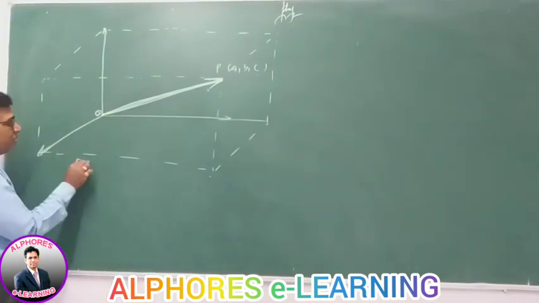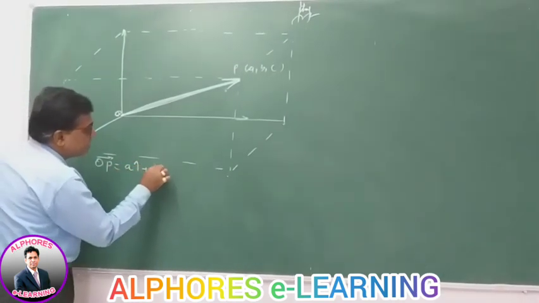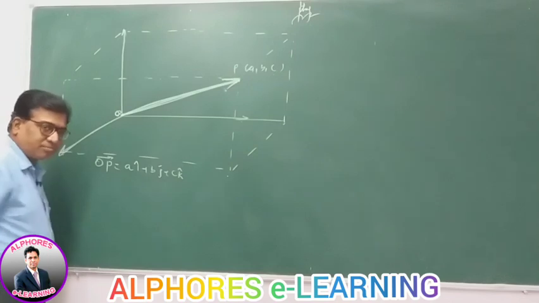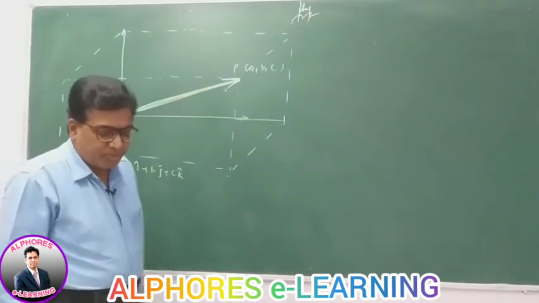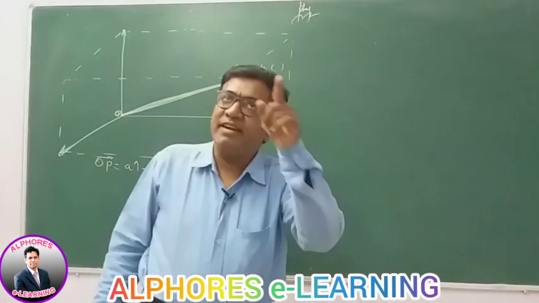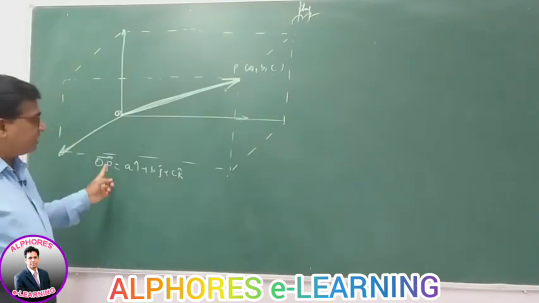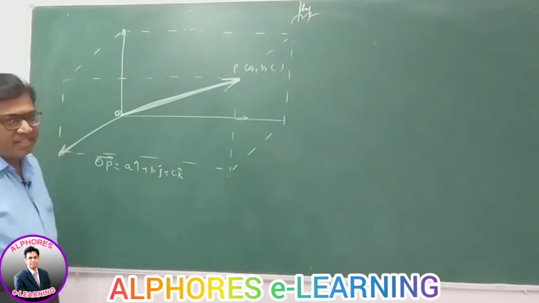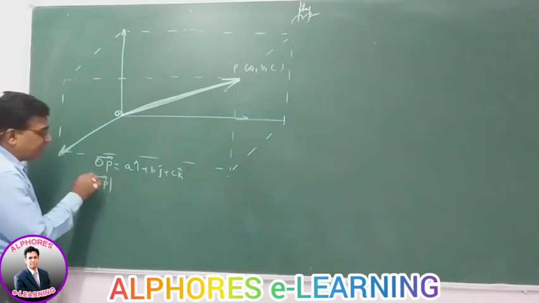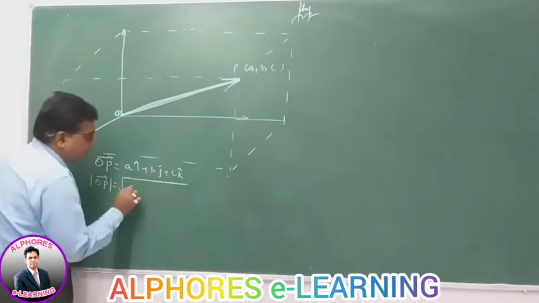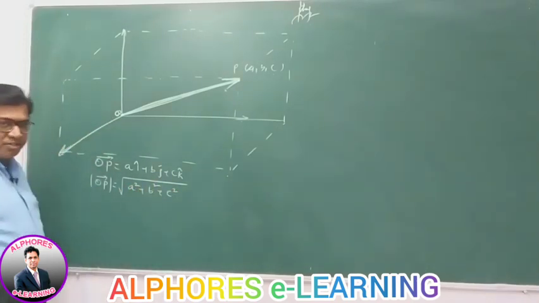Then the position vector OP bar can be given as ai plus bj plus ck. It is the position vector of point P from the origin. You know, position vector is the vector which represents the position of the point from the origin. So the position vector OP bar is ai plus bj plus ck. What is the magnitude of the vector? It is under root of a square plus b square plus c square.